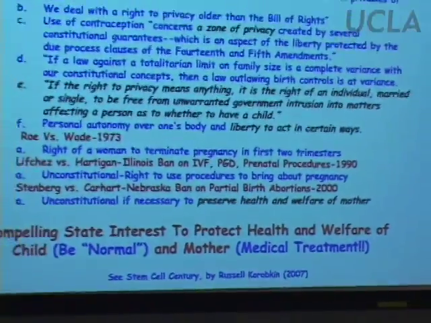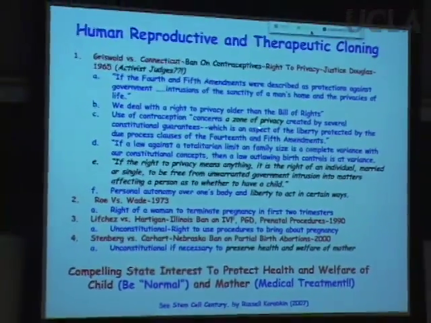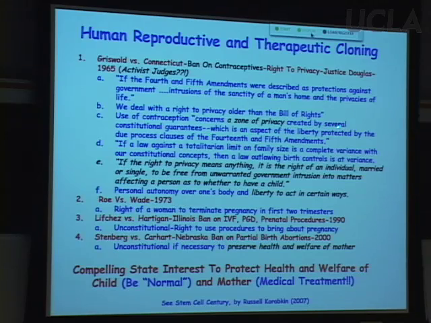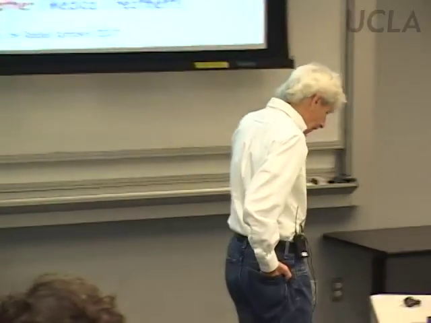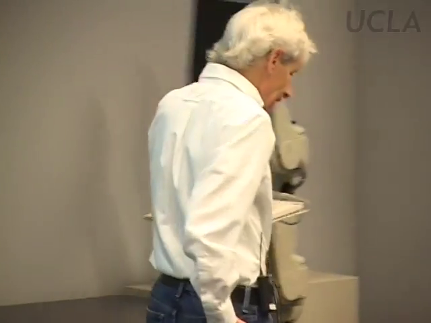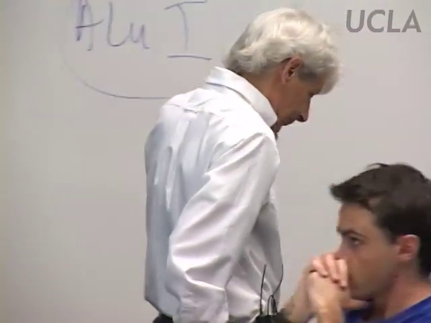But the point here is that there's a zone of privacy created by several constitutional guarantees, with the aspect of privacy protected by the due process clause of the 14th and 5th Amendments. Would a law imposing a totalitarian limit on family size, saying only people can have 1 or 2 kids, be at complete variance with our constitutional concepts, as a law outlawing birth control is? Griswold versus Connecticut established the right to privacy.